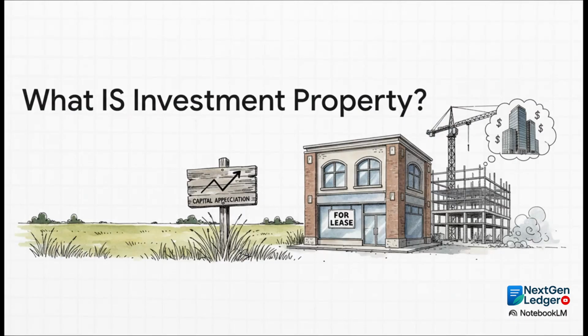For instance, a piece of land a company's just holding on to for the long term, betting that it's going to be worth a lot more someday. Or maybe they have land and they haven't even decided what to do with it yet. A building that you own and lease out is the classic example. And even a vacant building you're planning to lease out, or a property you're actively building to use as an investment property in the future, all of that counts.